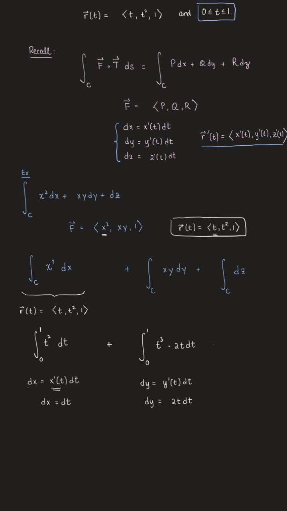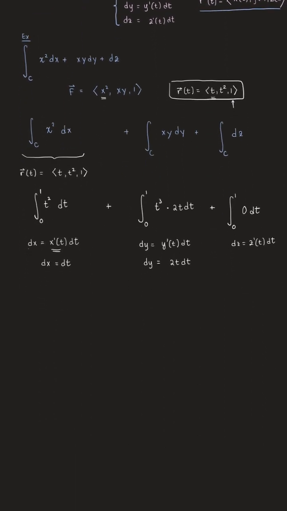And our final one is just dz. So we have the integral from 0 to 1. We need to express dz in terms of t. So dz is z prime of t dt. But notice that the z component of our vector function is 1, and the derivative of 1 is 0. So this is 0 dt. So we're not going to have any contribution from that third integral. And now we're ready to finish the problem.